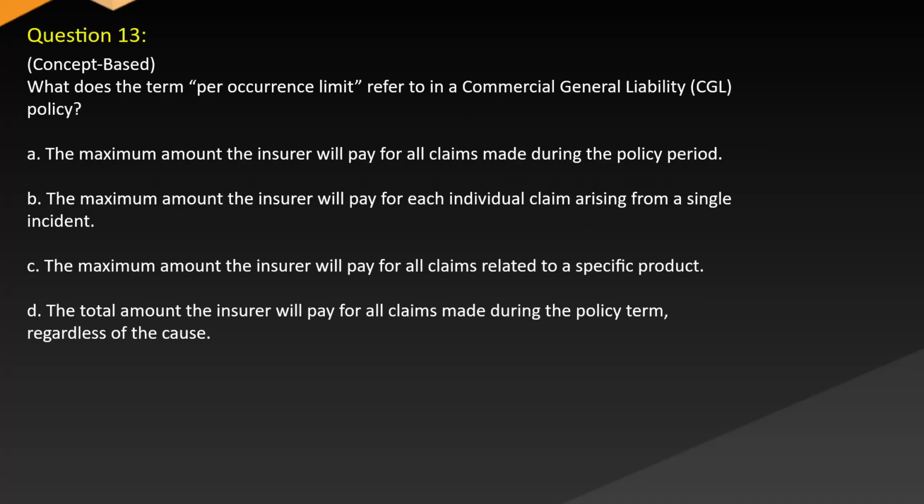Question 13. Concept-based. What does the term per occurrence limit refer to in a commercial general liability (CGL) policy? A. The maximum amount the insurer will pay for all claims made during the policy period. B. The maximum amount the insurer will pay for each individual claim arising from a single incident. C. The maximum amount the insurer will pay for all claims related to a specific product. D. The total amount the insurer will pay for all claims made during the policy term, regardless of the cause.